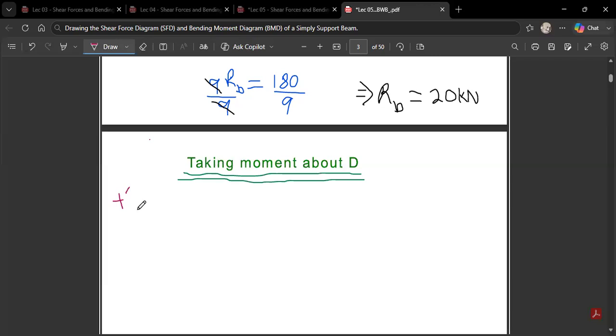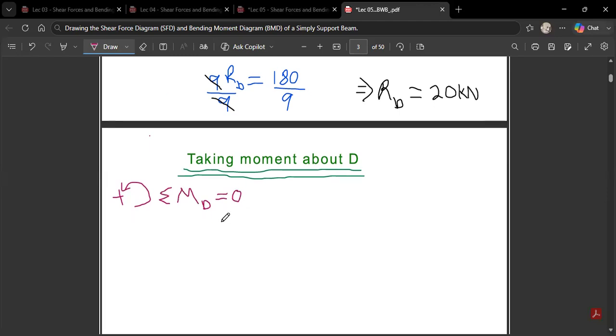We are going to take all anti-clockwise moments to be what? Positive. Okay. That is the sum of all moments about point D. Because we are talking about D, the sum of all moments about D should equal what? 0. And it is true too. A moment at a point is equal to 0 because no distance is covered. So a force times 0 is still 0. You understand me? Yes. So that is it.